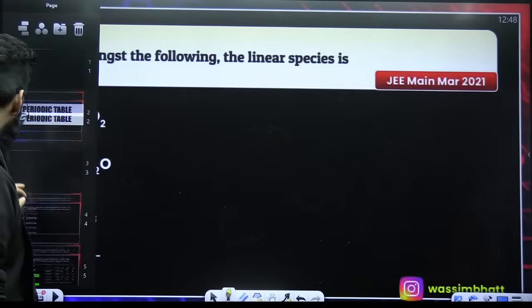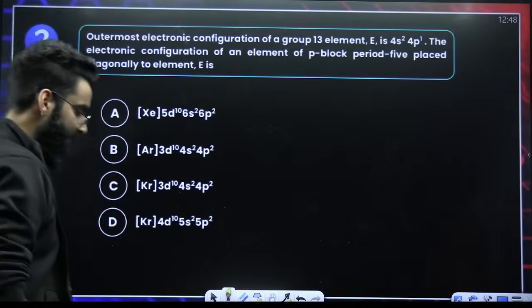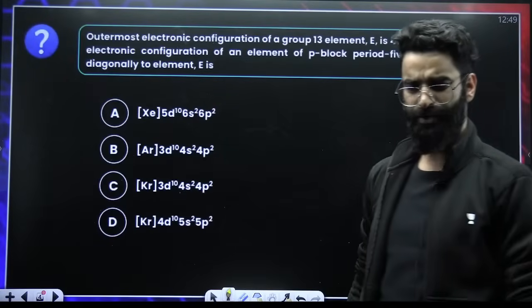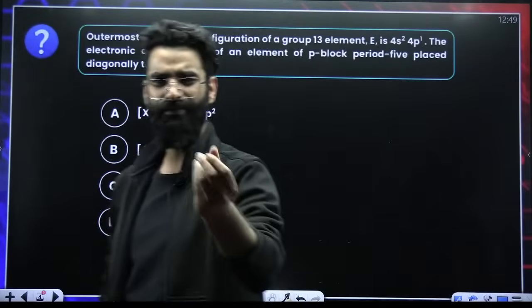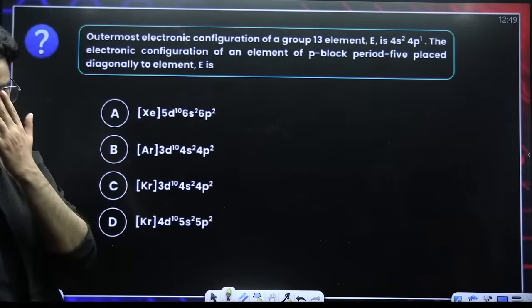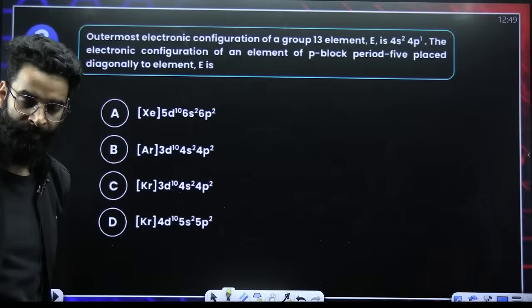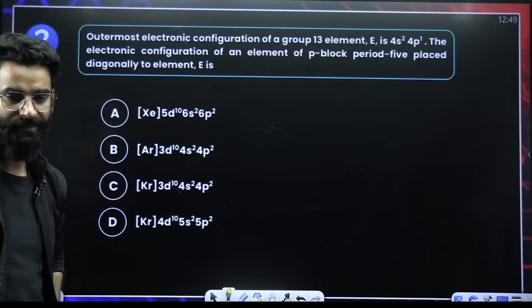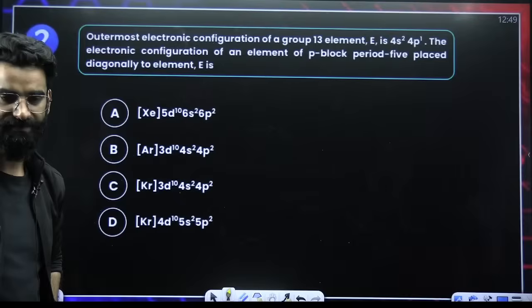I think that's it, guys. Now let's start a few questions of periodic classification. Periodic classification has not much variety, by the way. There are only a few types of questions which you should know about periodic classification. The actual variety was in chemical bonding, and I believe you can easily solve chemical bonding questions from now on.